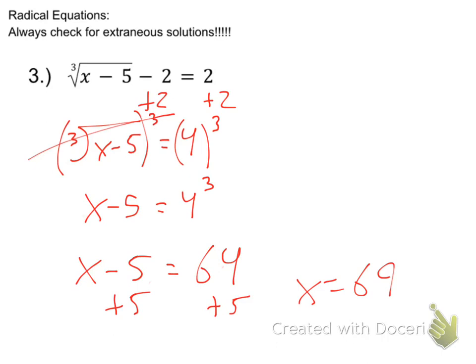Now, what we need to do is make sure that this is the correct answer. So, thinking about it, what's 69 minus 5? 64. And what's the cubed root of 64? It's 4. And what's 4 minus 2? That's 2. It checks. We're good. 69.